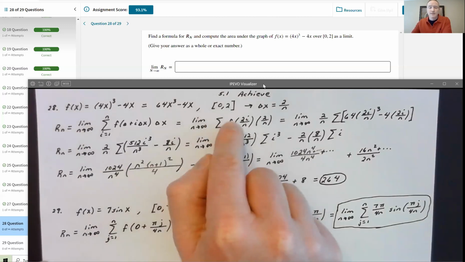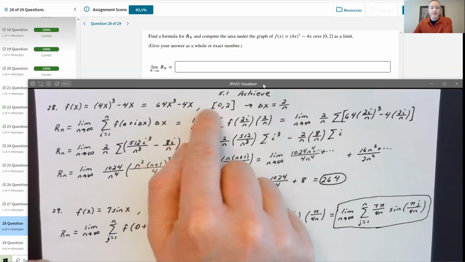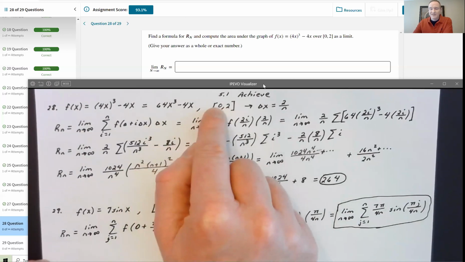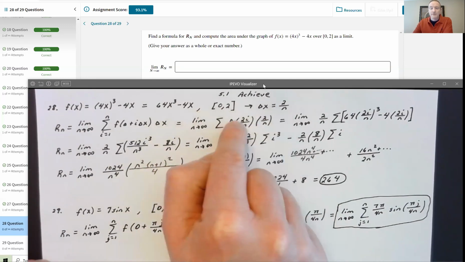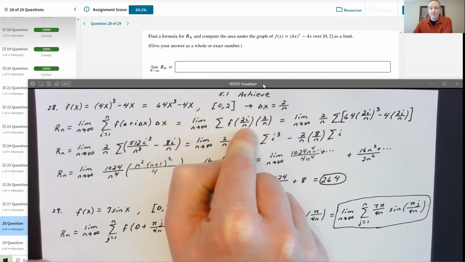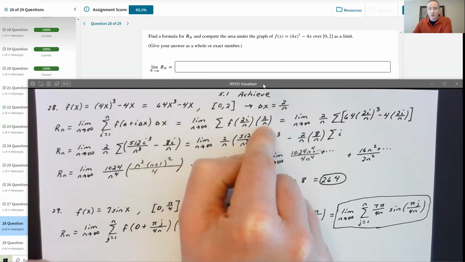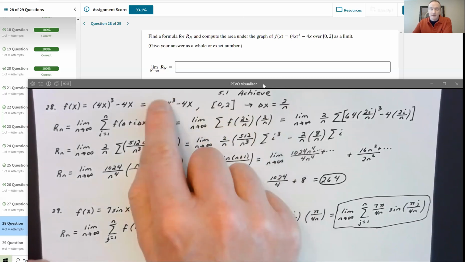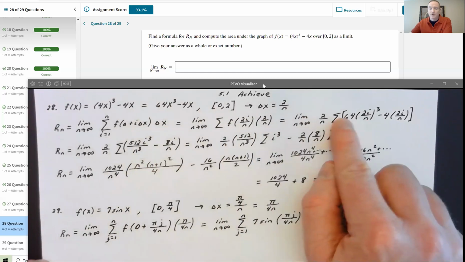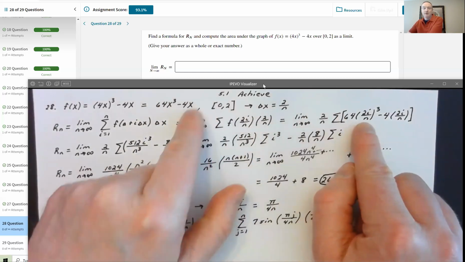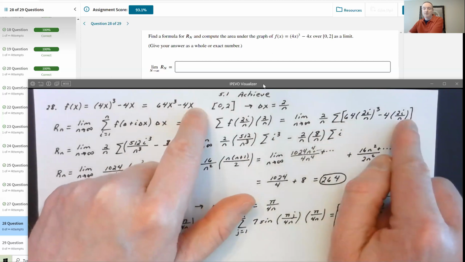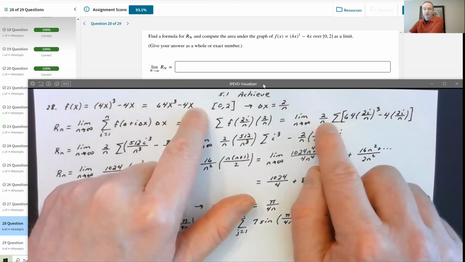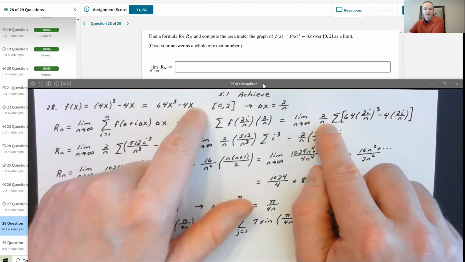So then using that information, f of a plus i delta x, well, your a in this case is just 0. So you just get f of 0 plus delta x times i, that's going to be 2i over n. That's where the f of 2i over n comes from, times delta x, 2 over n. So now you need to plug this 2i over n into your function here. That's where the 64 times 2i over n cubed minus 4 times 2i over n came from. Again, the 2 over n came out in front.